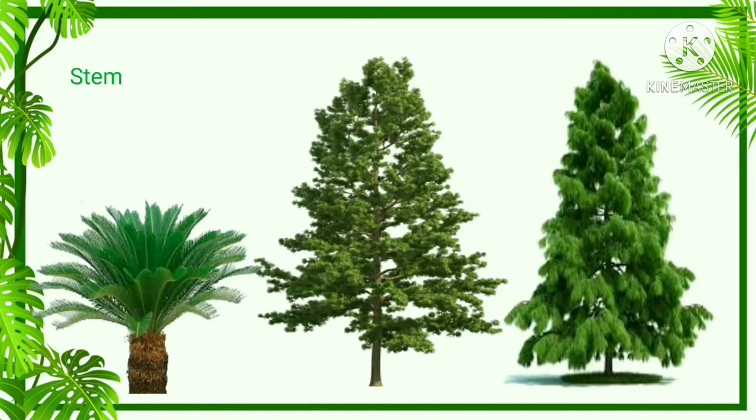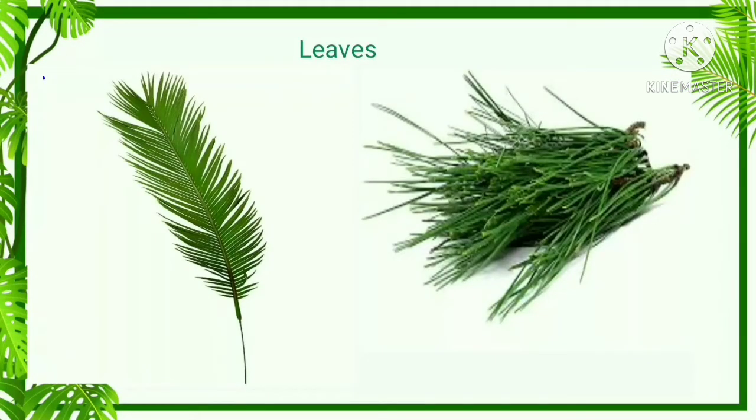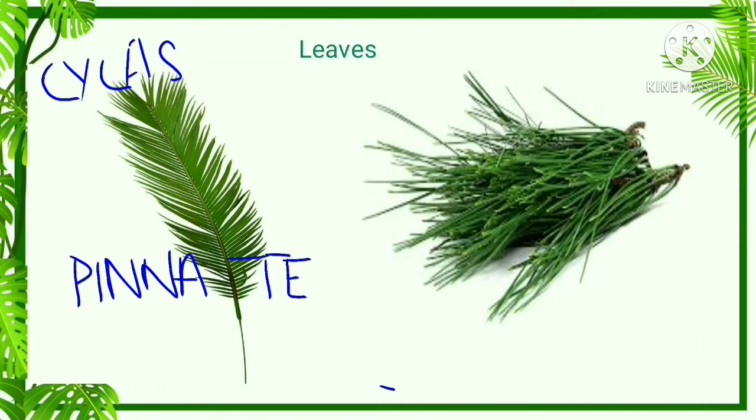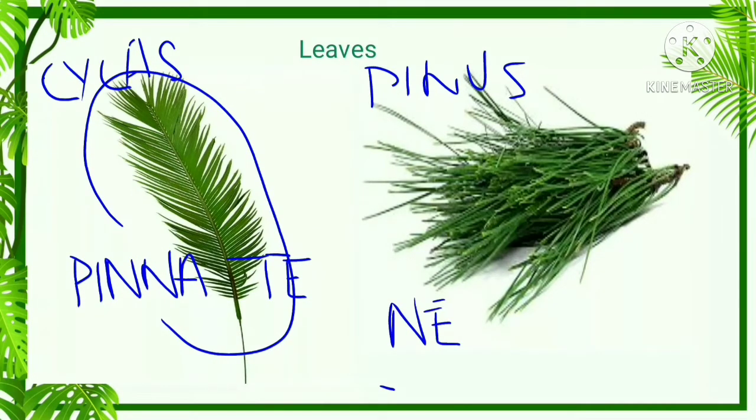Stems are unbranched as in the case of Cycas, or branched as in the case of Pinus or Cedrus. Whereas Pinus and Cedrus are branched. Leaves of gymnosperms may be simple or compound. In the case of Cycas, the leaves are pinnate. In conifers like Pinus, the leaves are needle shaped in order to reduce the surface area.